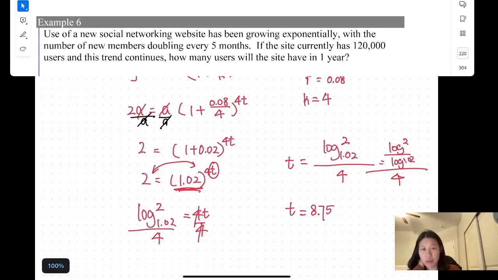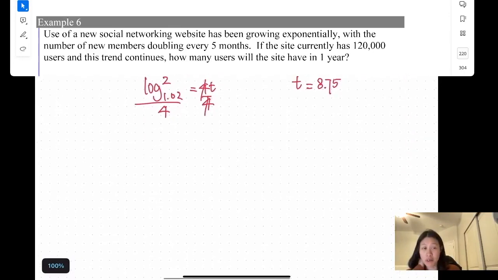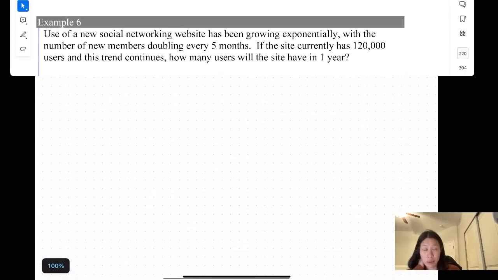Use of a new social network website has been growing exponentially, with the number of new members doubling every 5 months. If the site currently has 120,000 users, and this trend continues, how many users will the site have in a year? So the first thing is we want to find out the output.